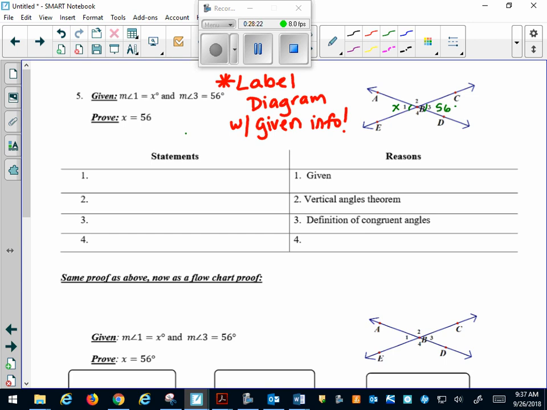Okay, in a 2-column proof, the first thing you're going to do is just list all the givens. You can put them all in one step. Okay, if we're dealing with vertical angles, what do we know about them? They are congruent to each other. Good. So by the vertical angles theorem, we're going to say angle 1 is congruent to angle 3 because they're vertical angles, so they're congruent by the theorem.